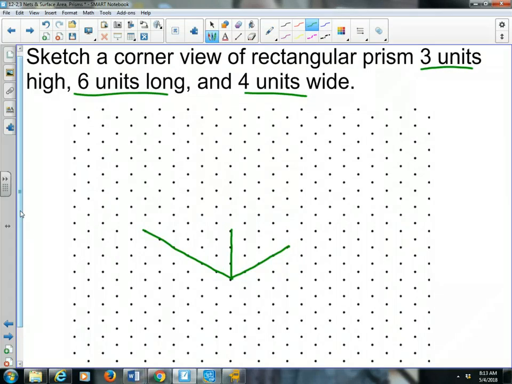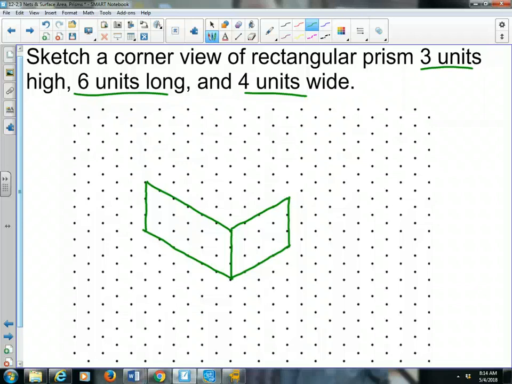Okay, so one face then is going to be 3 by 4. I went 4 and then 3 high. So this is also going to be 4, 1, 2, 3, 4. And then it's going to be 3 high again right there. In the same way, this is 6 units long, and then it's up 3 units. It's 3 units high. So 1, 2, 3. And it's starting to look three-dimensional, right? Somewhat.